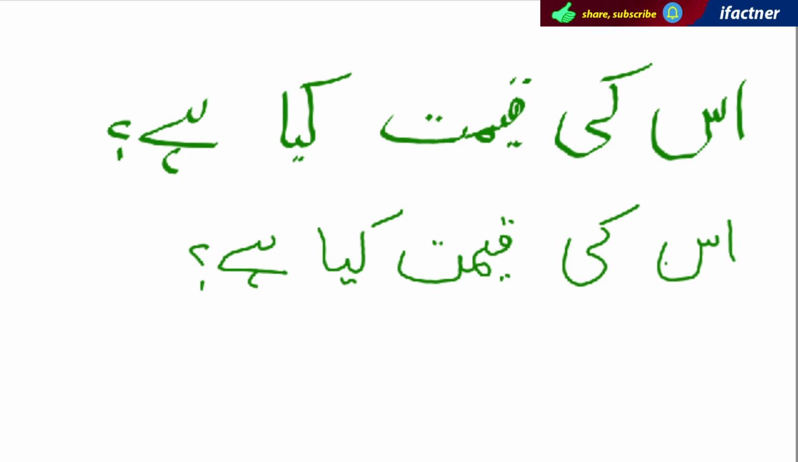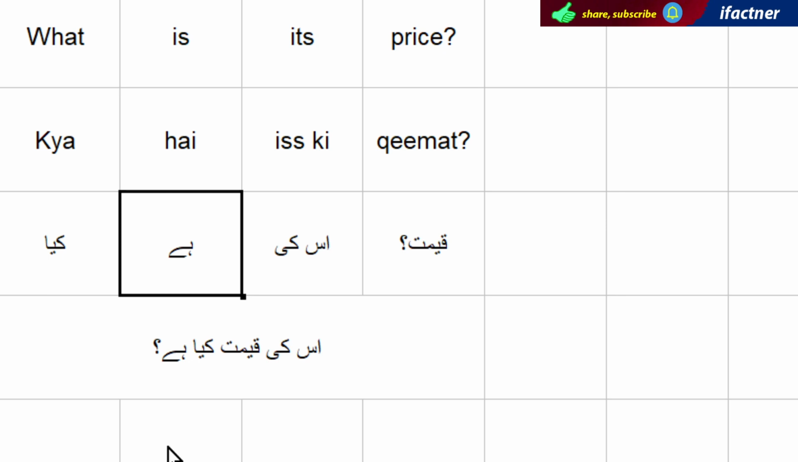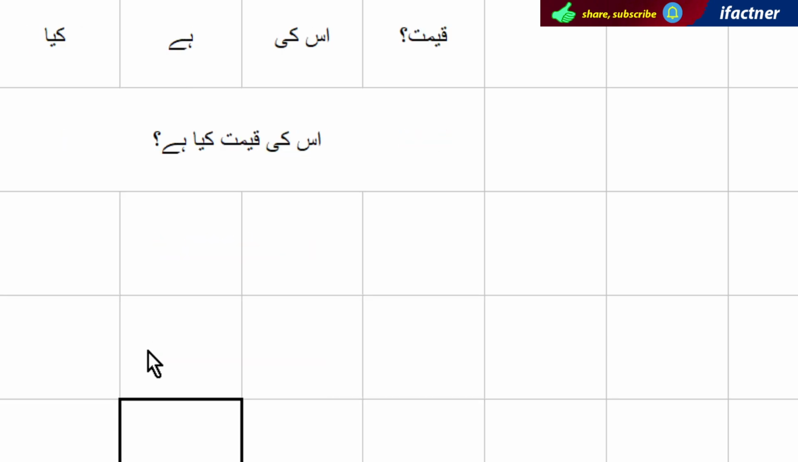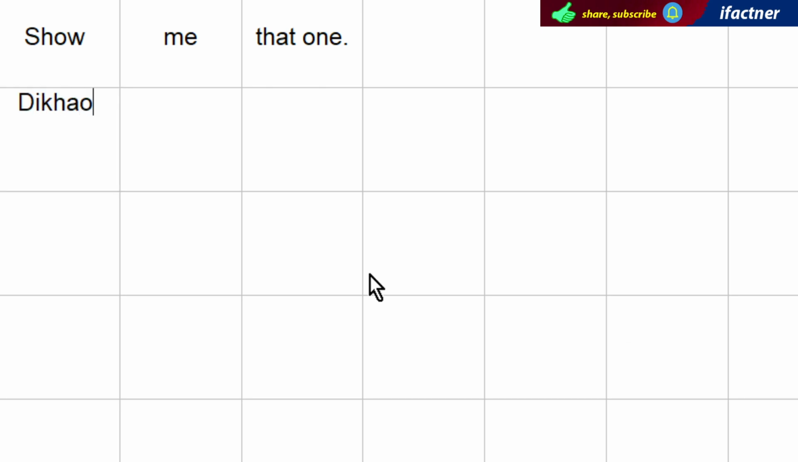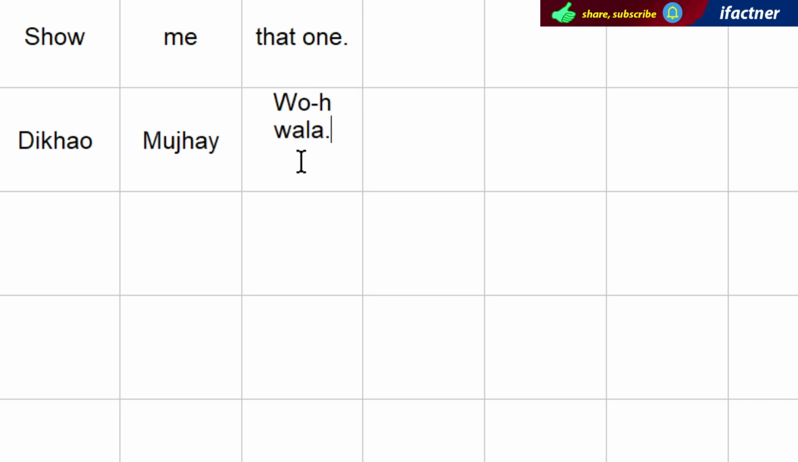Now let's suppose we want to say मुझे वो or show me that one or show me that. So let's suppose we want to say in English, show me that one. In Urdu, show is दिखाओ, me मुझे, and that one is वो वाला, मुझे वो वाला दिखाओ, or दिखाओ मुझे वो वाला.